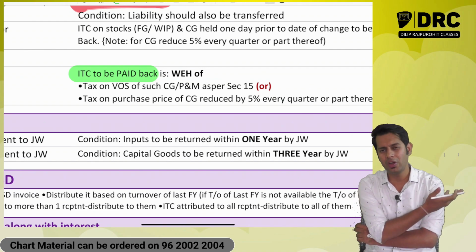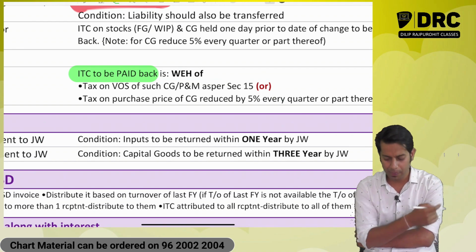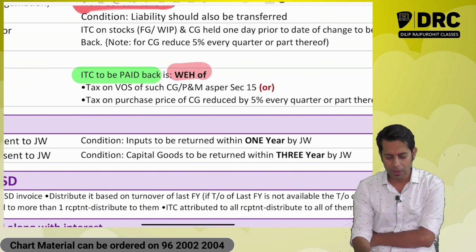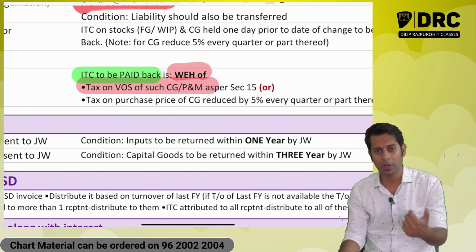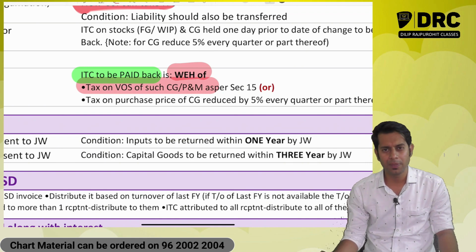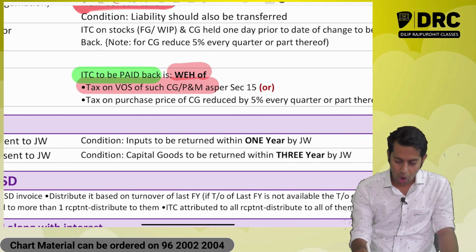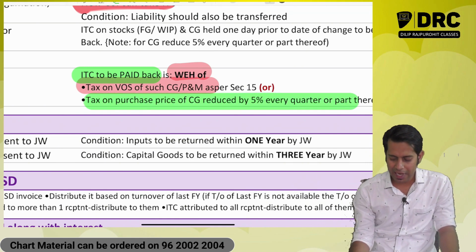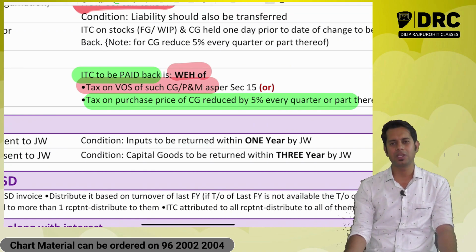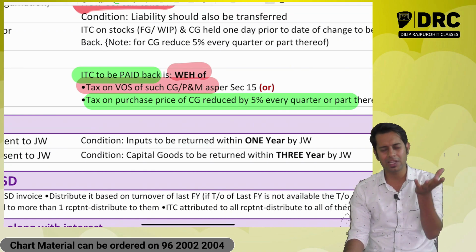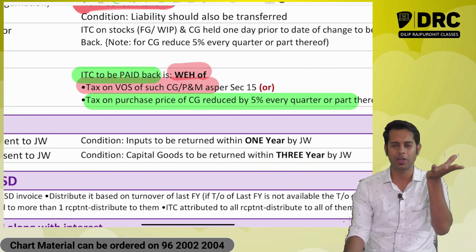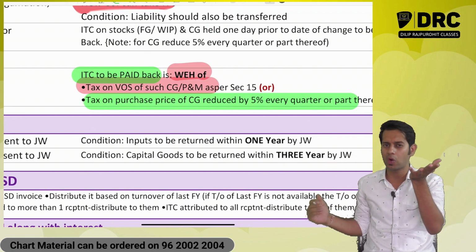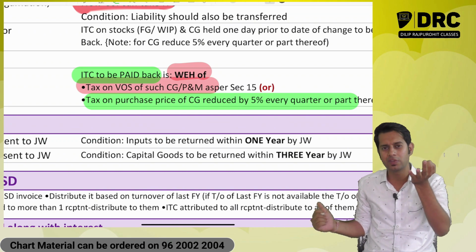The ITC which is taken by you already on this capital goods or plant and machinery is required to be paid back by you. What is required to be paid by you, sir? Tax computed on the transaction value, that is the value of supply of that particular capital goods or plant and machinery as determined under section 15, or compare that with the tax on the purchase price of that particular capital goods. Whatever tax you have paid, the input tax rate which you have taken at the time of purchase, reduce it by 5% per quarter or part thereof from the date of purchase till the date of sale.